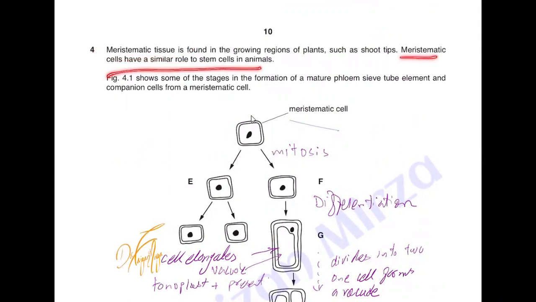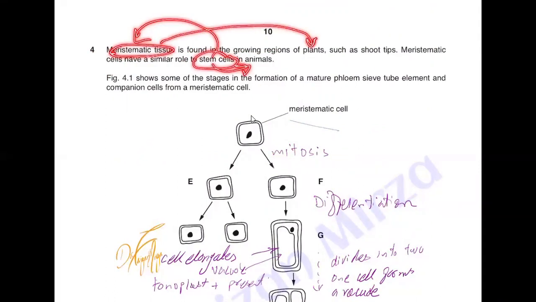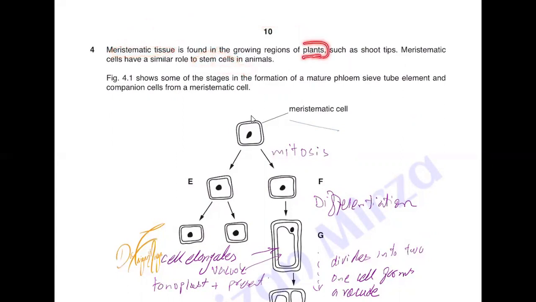So meristematic cells have a role similar to stem cells in animals. So we know how stem cells work in animals. We need to just relate stem cells to meristematic cells. The difference is that stem cells are present in animals and meristematic cells are present in plants, doing the same function as stem cells are doing in animals.